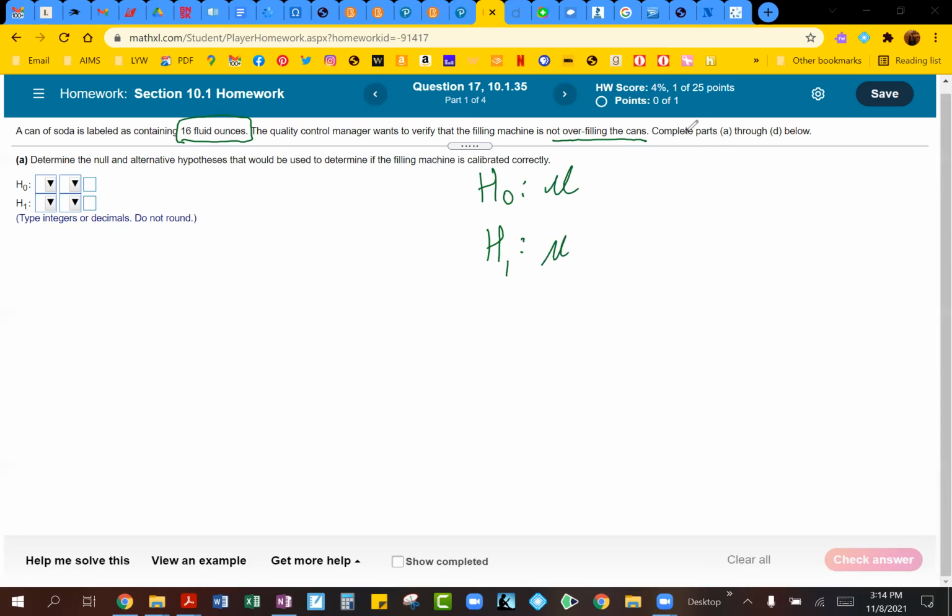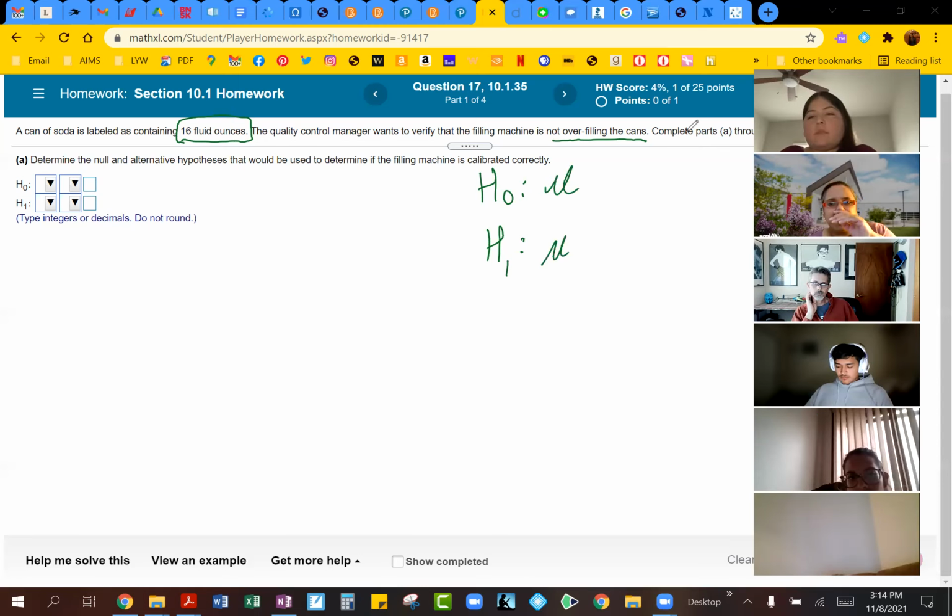So can you start me out with, and you don't have to use the mu variable, just give me what your null hypothesis should be. So should it be equal to, greater than, less than, just based on this example here?